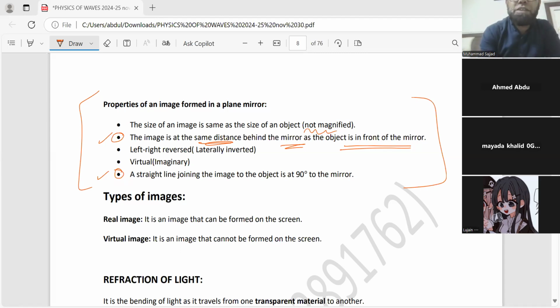So left-right reversed, laterally inverted. That is the reason, just because of this, on the front side of the ambulance, it is written A, B, M.